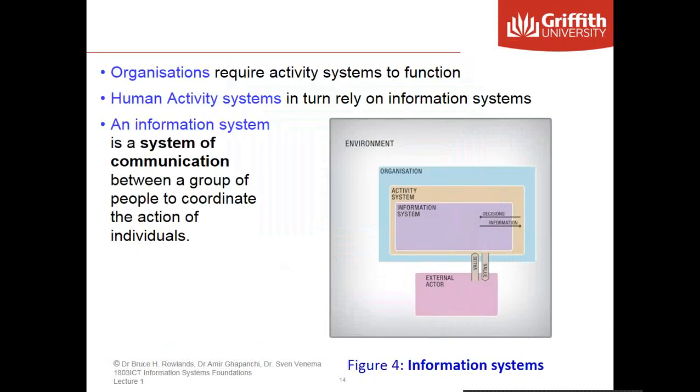So organizations require these activity systems to function because they're the things that get things done. So human activity systems in turn rely on information systems. We've already seen this in a slightly different format. So an information system is a system of communication between a group of people to coordinate the action of those individuals. And you'll see there now we've added decisions and information in terms of those flows. They're just arrows. We've seen this diagram before, right? Slightly different version of it. But now the external actors are involved here as well.